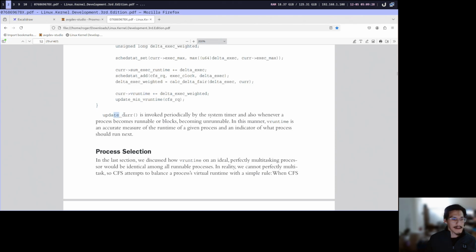Okay. Update curr is invoked periodically by the system timer and also whenever a process becomes runnable or blocks, becoming unrunnable. In this manner, v runtime is an accurate measure of the runtime of a given process and an indicator of what process should run next. Interesting.